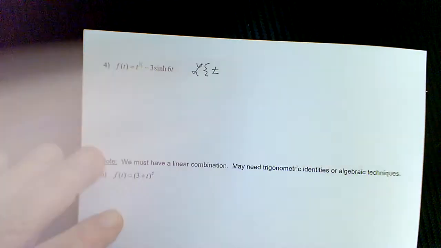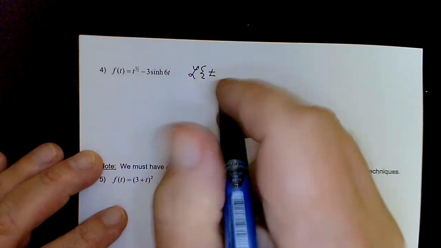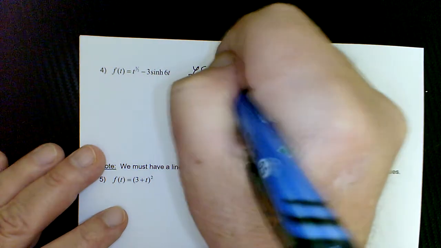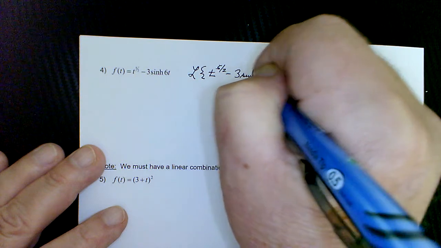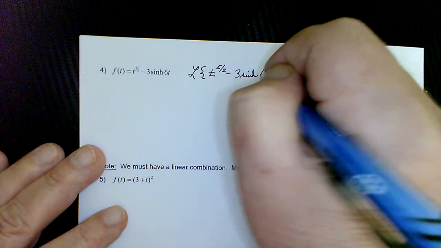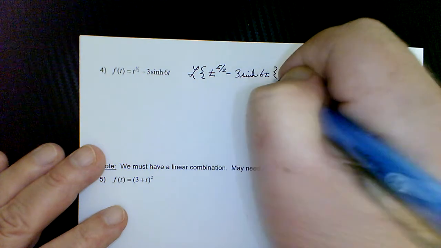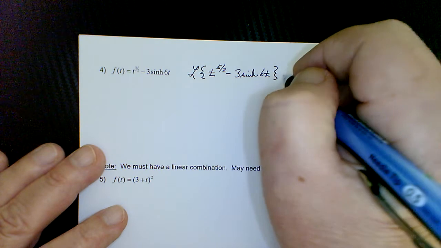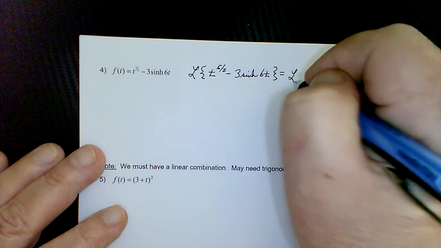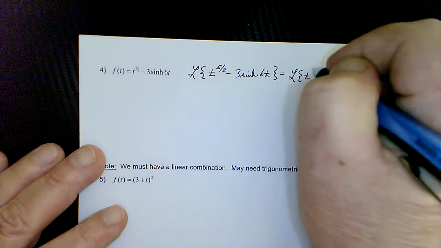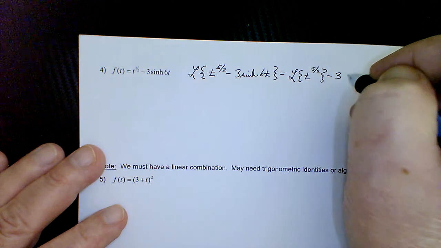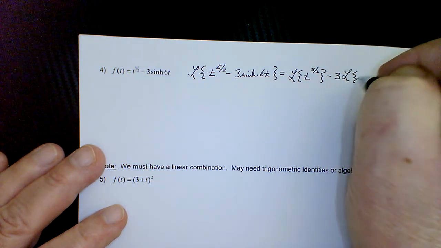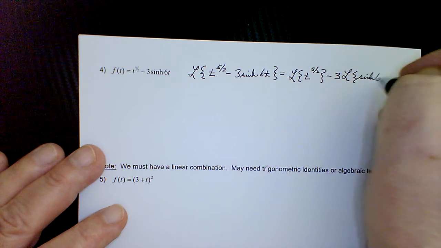Laplace of, here we have t to the 5/2 minus 3 times the hyperbolic sine, sometimes referred to as sinh, of 6t. So linearization, Laplace of t to the 5/2 minus, factor out the 3, Laplace of the hyperbolic sine of 6t.